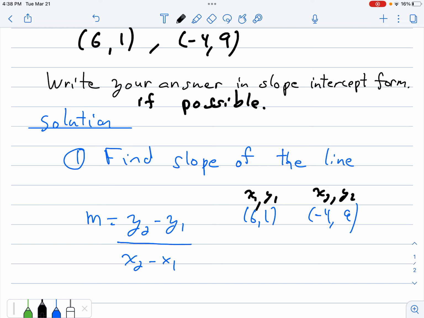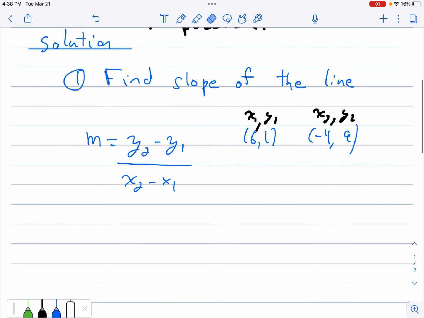for the second pair. Now, it really doesn't matter the way I label this. This point could have been labeled as x1, y1. It doesn't matter. The only thing that matters is that you're consistent with your formula. All right, let's move forward and find what the slope would be according to these points.